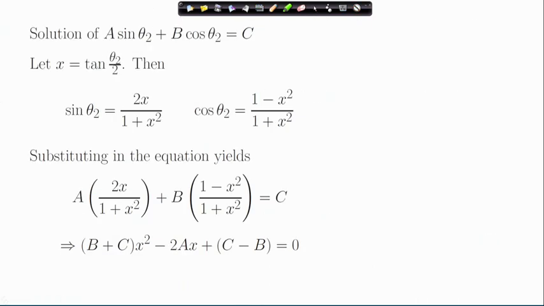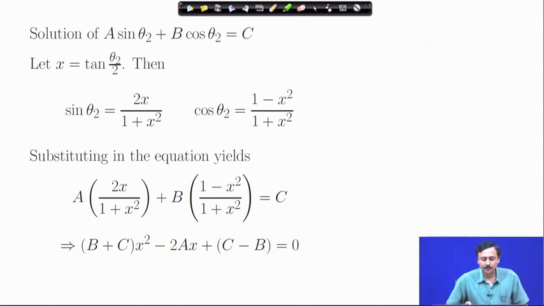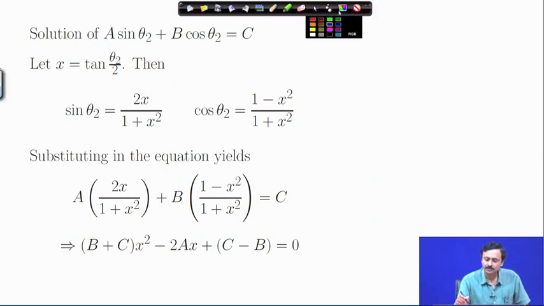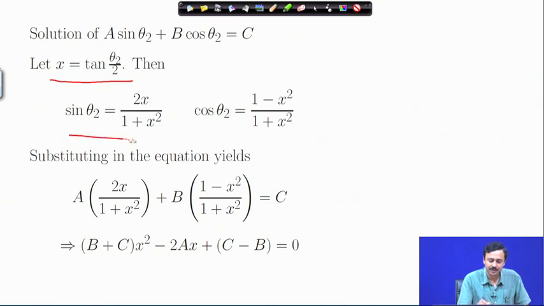So, the solution of A sin theta 2 plus B cosine theta 2 equal to C. Now, when you try to solve this equation on a computer, you need to get all the solutions in the proper quadrants. So, in order to do that, we make this substitution x equal to tan theta 2 by 2 and express sin theta 2 and cosine theta 2 like this, which you can easily check if you substitute this tangent theta 2 in here.